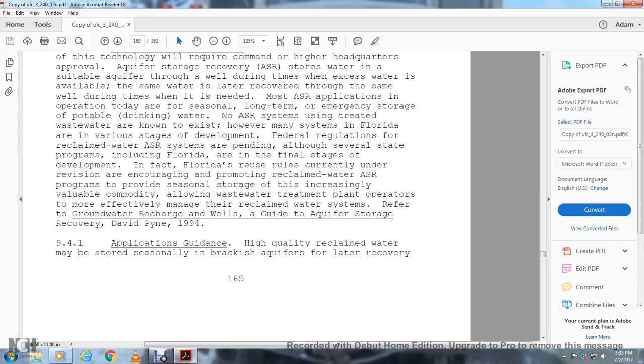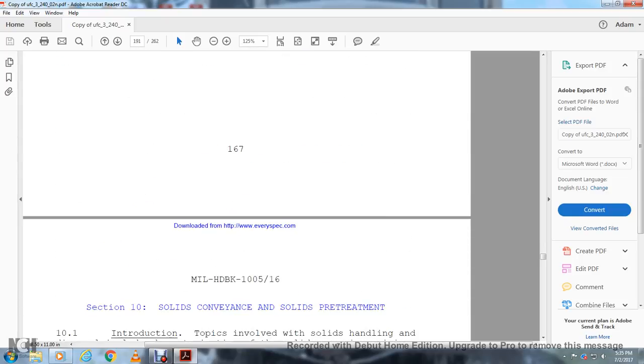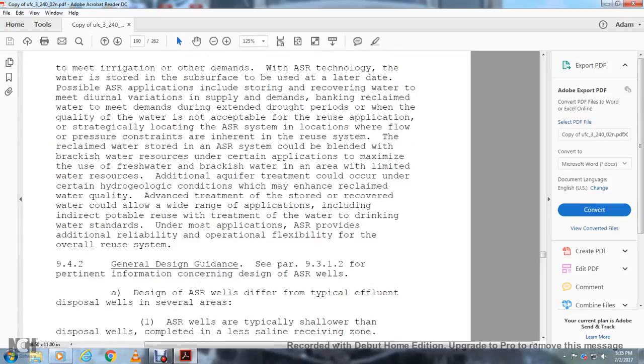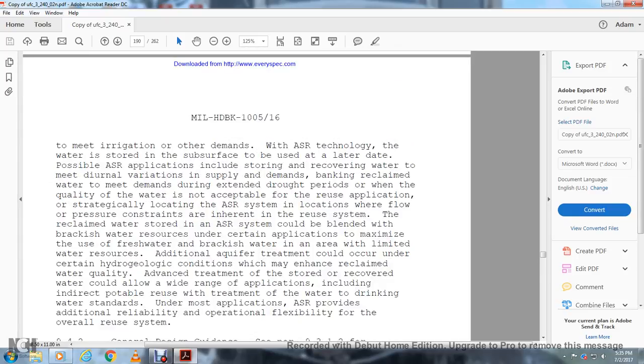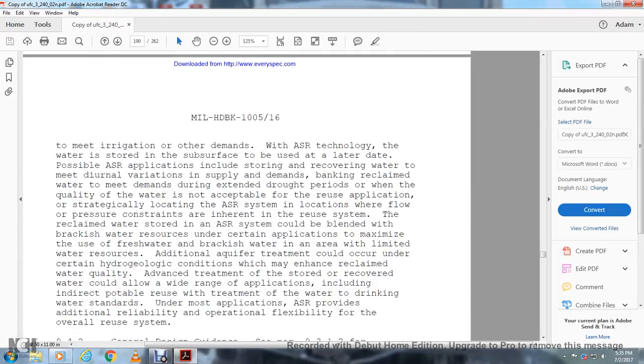Application and guidance: the high quality remainder of reclaimed water may be stored seasonally in brackish aquifers for later recovery to meet irrigation and other demands. With aquifer storage recovery technology, water can be stored in the subsurface for use at a later date. Possible applications include storing and recovering water to balance diurnal variation in supply with demands on the reclaimed water, and to meet demands during extended drought periods when the quality of the water is not acceptable for reuse applications.